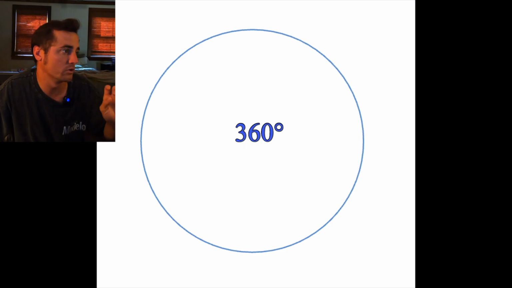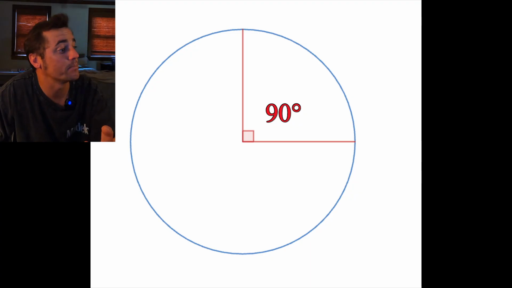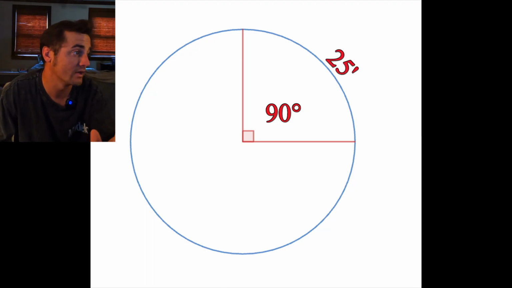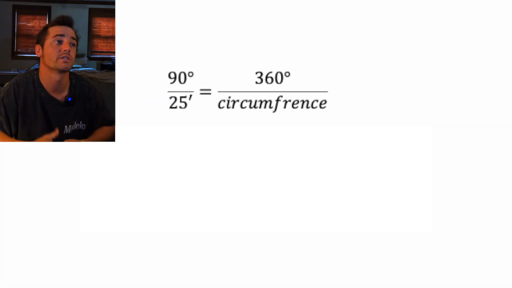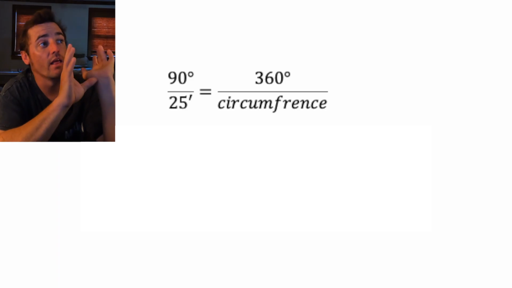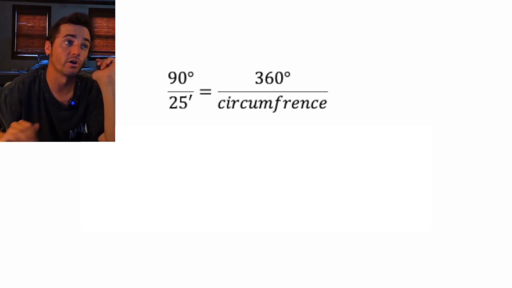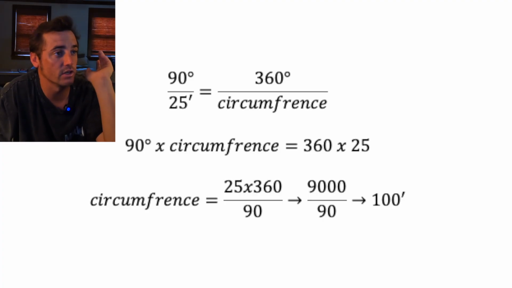To get into one more little bit of information, a circle equals 360 degrees. We all know this. But let's say we have a portion of a circle that is 90 degrees, and that portion of the circumference is 25 feet. We could plug it into a proportioning equation to get the full circumference: 90 degrees over 25 feet, the portion, equals 360 degrees over the circumference. Whenever you solve for circumference, you get a circumference of 100 feet. So we'll come back to that equation in a little bit.